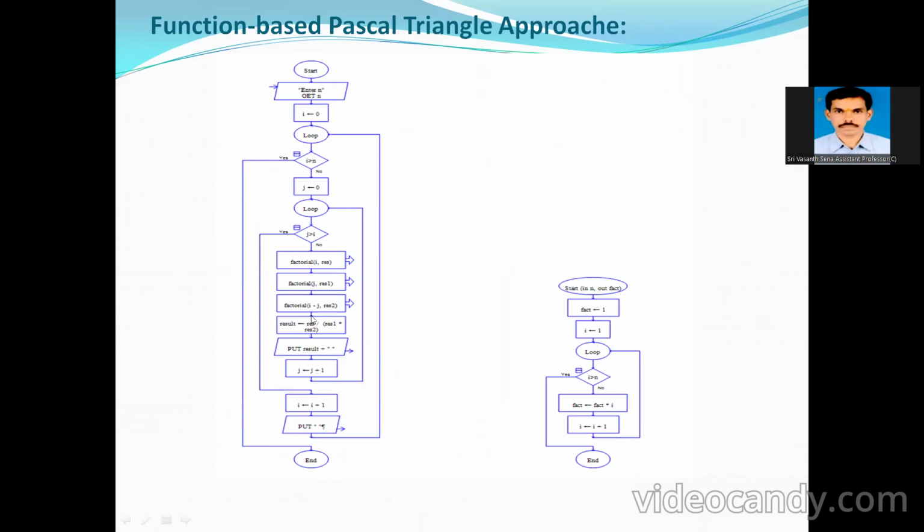So factorial of i minus j will represent n minus r. So this is the input variable. Once it has calculated factorial of i minus j, the result will be written in res2. So next, result is equal to res by result 1 into result 2. At the end of this, we are placing the results. Next, j is incremented by 1, j is equal to j plus 1. Next, i is incremented by 1, i is equal to i plus 1.